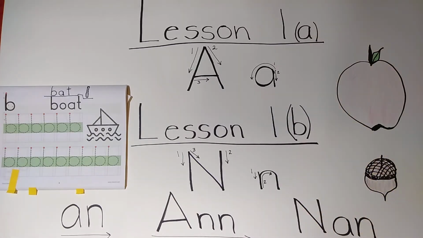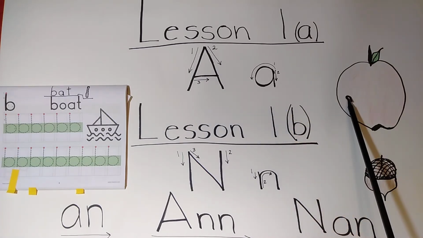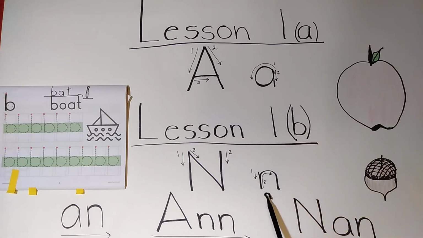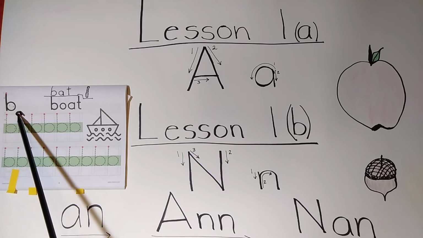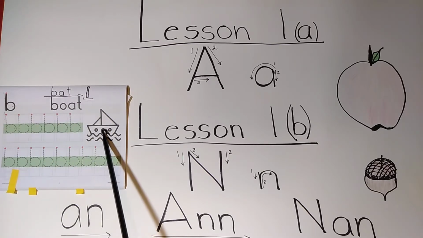All right, the first thing is, as always, we're going to review, and we'll start with the sounds. Students, what's the sound of short A? Apple. What's the sound of N? Nut. And what's the sound of B? Bat, or boat.